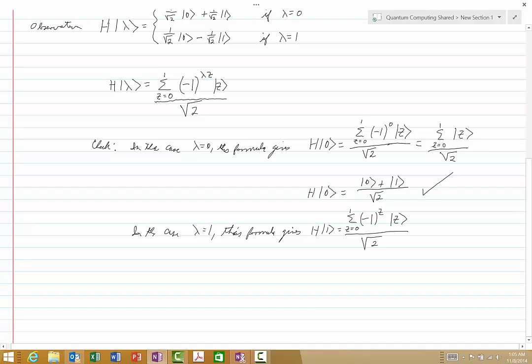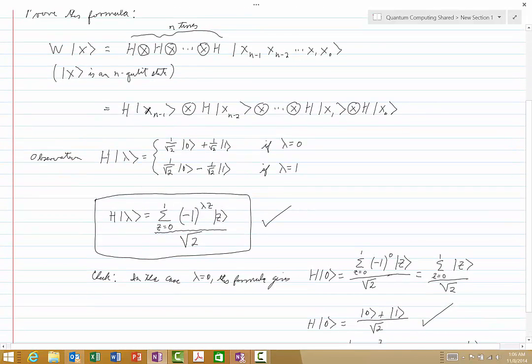And now when we expand that out, the z equals 0 term in this summation will give us -1 to the 0 power, which is +1 times 0. So we'll get 0. And then when we go to the z equals 1 term, we will get -1 to the first power, which is -1, and then 1 here. So minus 1 over square root of 2. And of course, that's correct as well. So that verifies that this formula is correct. This formula right here is correct, regardless of whether lambda is 0 or 1.